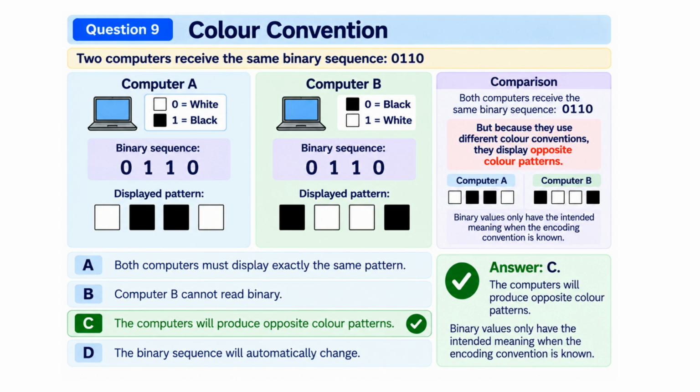The binary sequence has not changed, but the resulting pixel patterns are different. Therefore, the correct answer is C. The computers will produce opposite color patterns. So remember, binary values only have the intended meaning when we know the encoding convention used to interpret them.